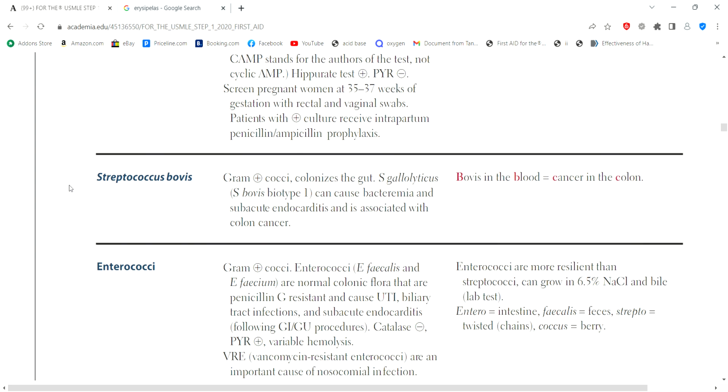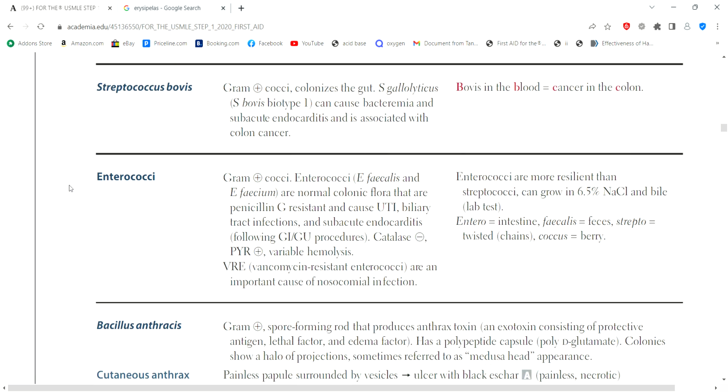Next, Streptococcus bovis. This is a bacteria that lives in the colon, but if there's colon cancer, the Streptococcus bovis can leak into the blood, causing bacteremia and subacute endocarditis. So Streptococcus bovis is gram-positive, it colonizes the gut. Streptococcus gallolyticus can cause bacteremia and subacute endocarditis, and is also associated with colon cancer. Streptococcus gallolyticus is a subtype of Streptococcus bovis, and the only thing you have to know is that it causes colon cancer.